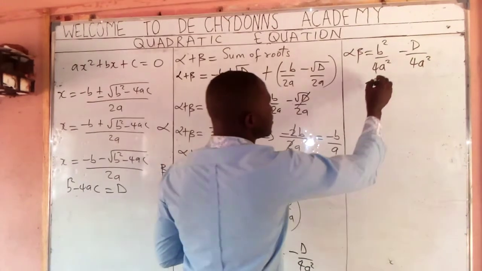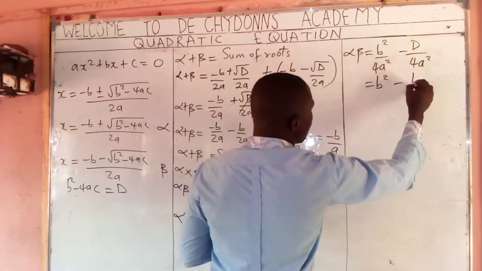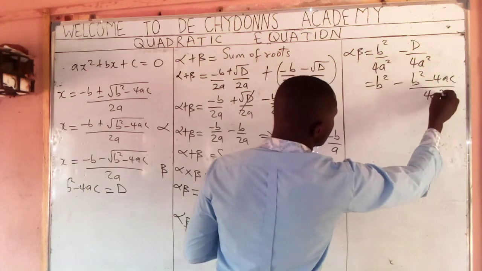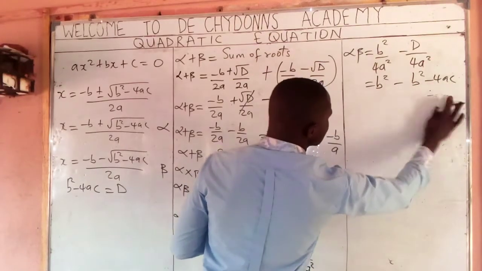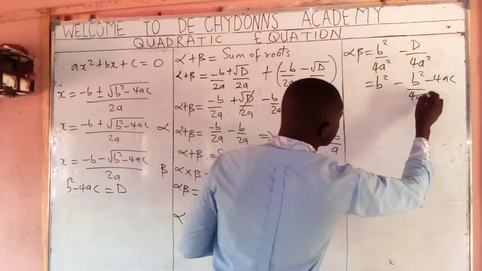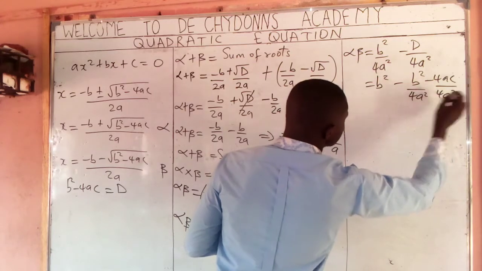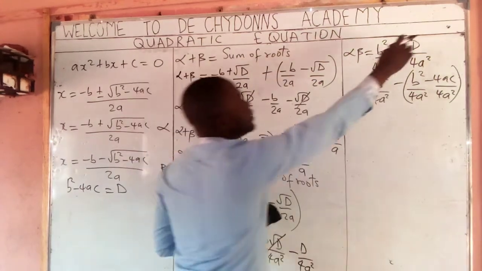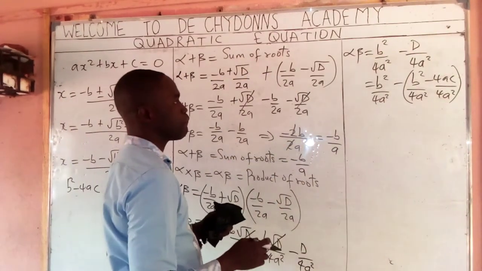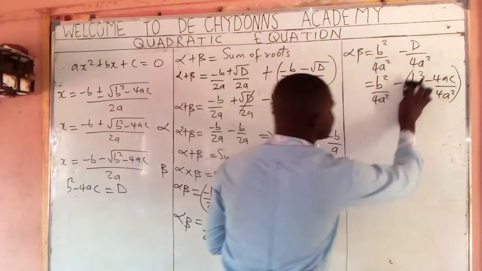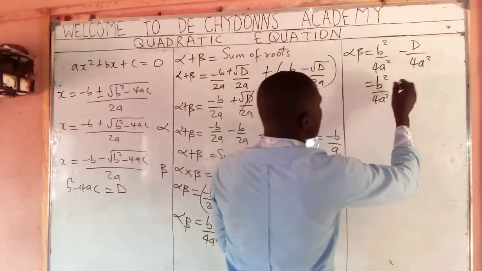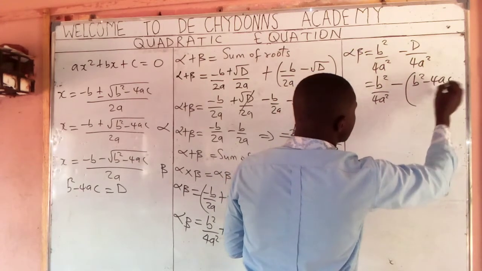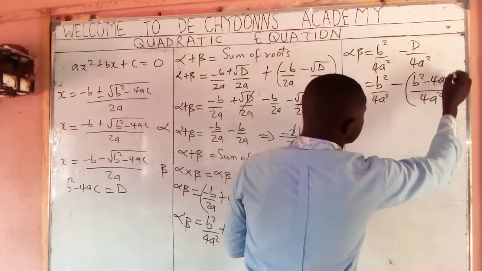Then what is my d? My d is equal to b squared minus 4ac all over 4a squared. And this simply means you write it this way, all over 4a squared, bracket. This means this. So let's write it accordingly, please. Minus bracket b squared minus 4ac all over 4a squared.